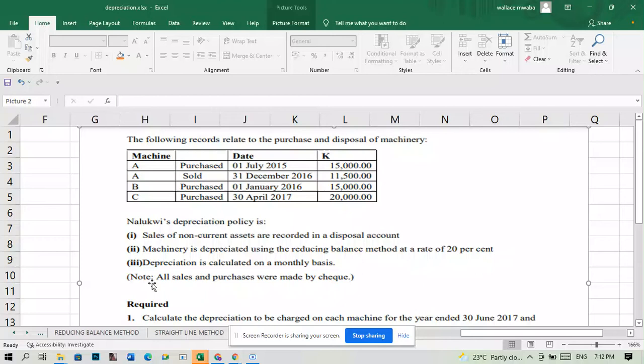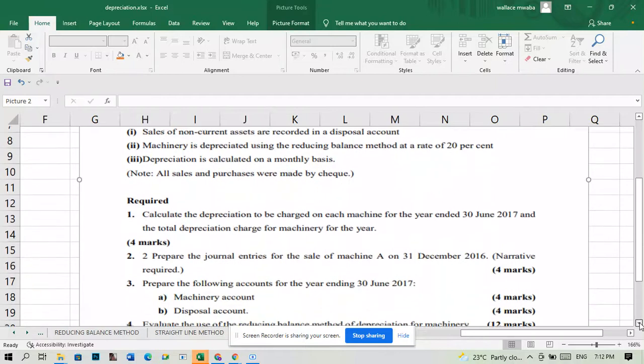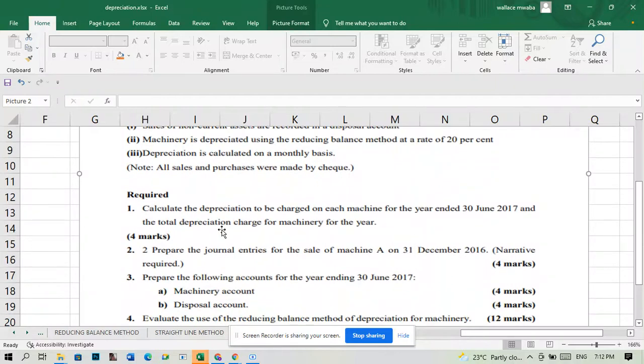Note, all sales and purchases were made by check. So what we're required to do first is calculate the depreciation to be charged on each machine for the year ended 30th June 2017, and the total depreciation charge for the machinery. One thing we should notice is that for this company, the year ends in June, 30th June. So we have to be careful of the timelines that will be used.